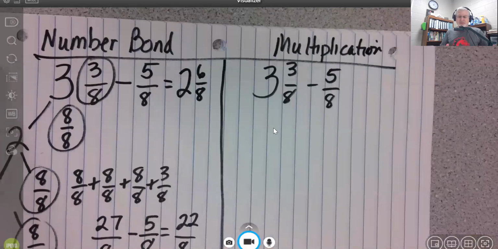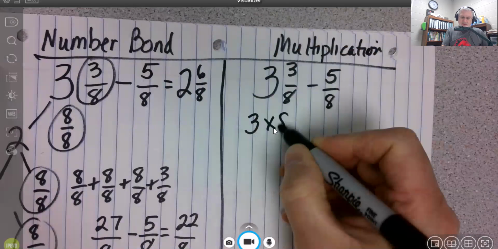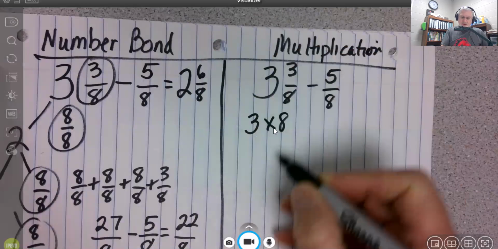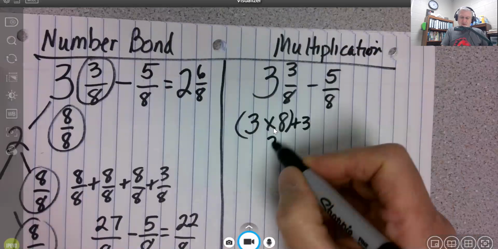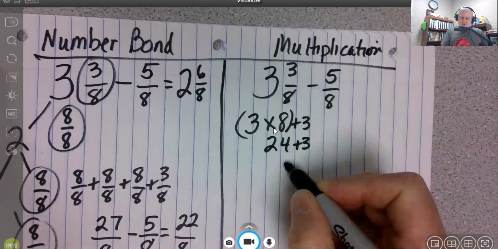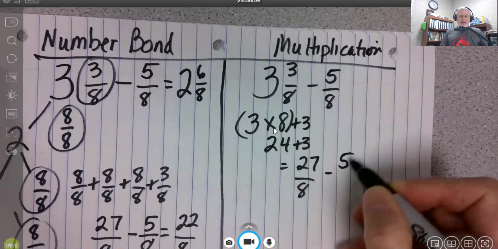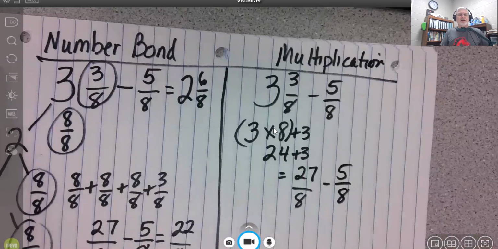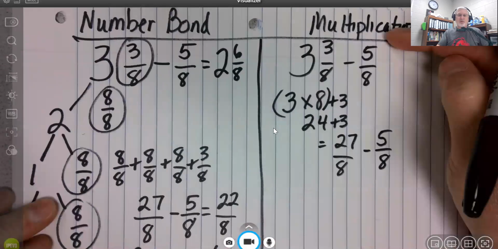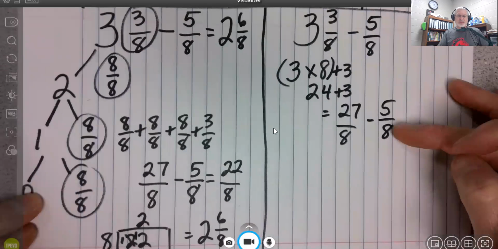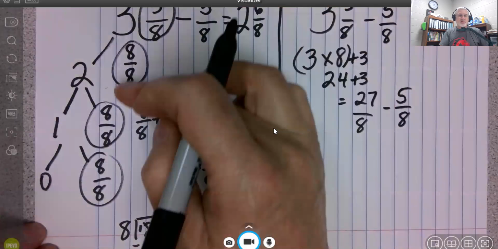Let's use it by multiplying. 3 times 8, 3 times the denominator, plus 3. 3 times 8 is 24, plus 3 equals 27. And that's the same answer that I had in my number bond. Okay, as you can see, multiplying is a lot more efficient. It takes up less space, but the number bond does explain it a little bit better what we're doing.